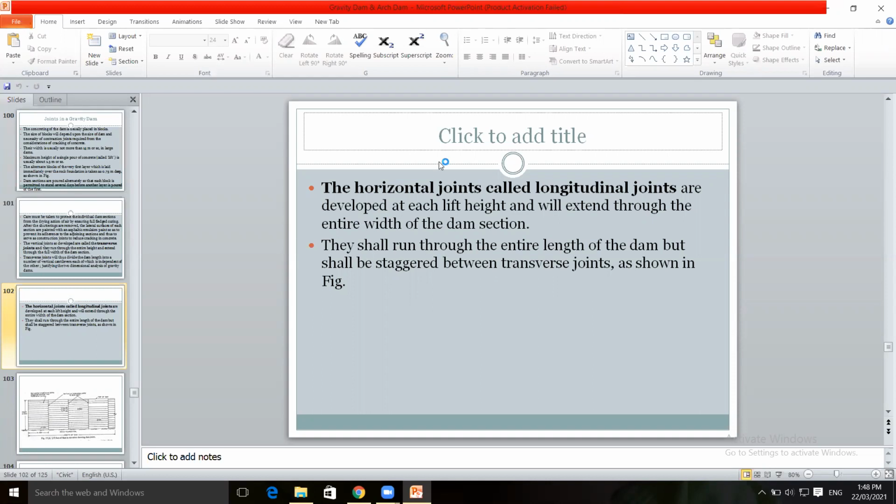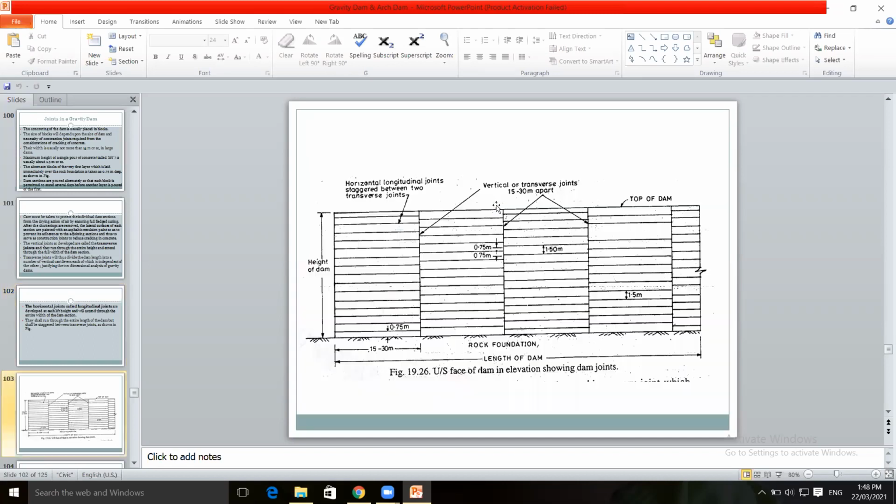They shall run through the entire length of the dam but shall be staggered between transverse joints. So these joints are staggered. See this diagram, horizontal joints. These horizontal joints are staggered between the transverse joints, placed at a 1.5 meter distance between these two transverse joints. And vertical joints are placed at 15 to 30 meter distance along the length of the dam and along the width of the dam. Understood? Transverse joints and longitudinal joints.